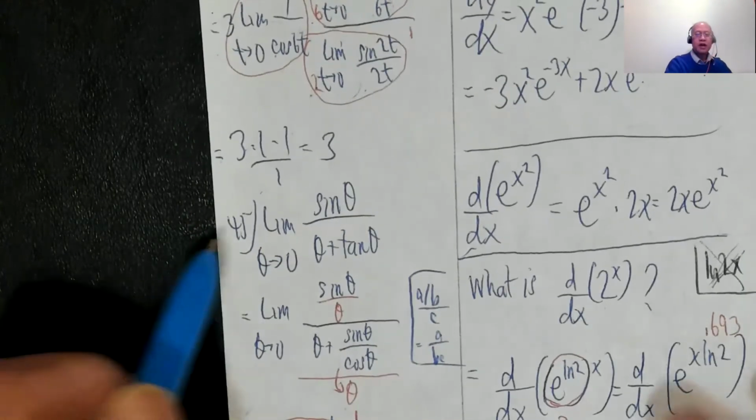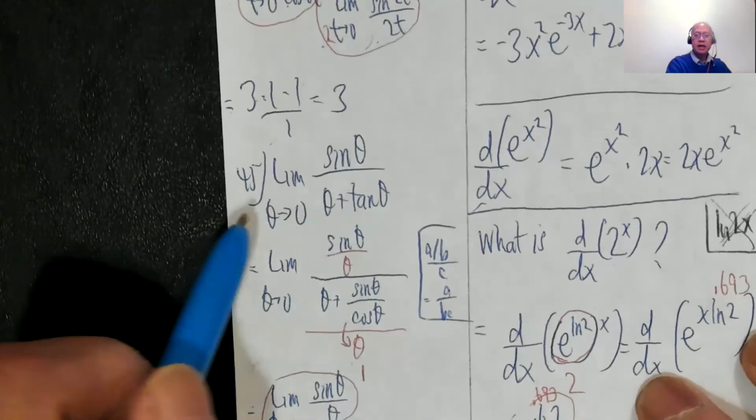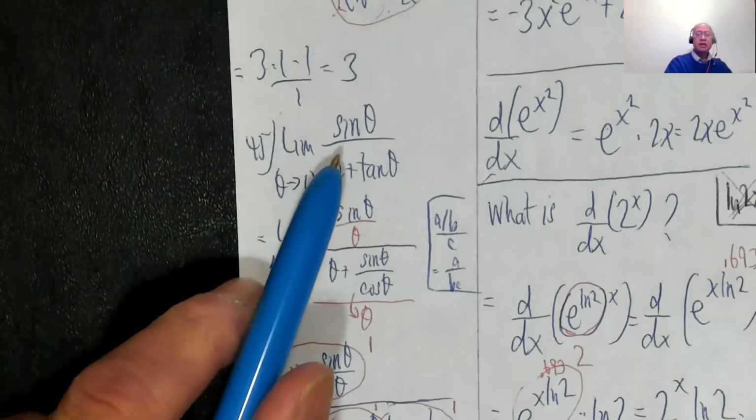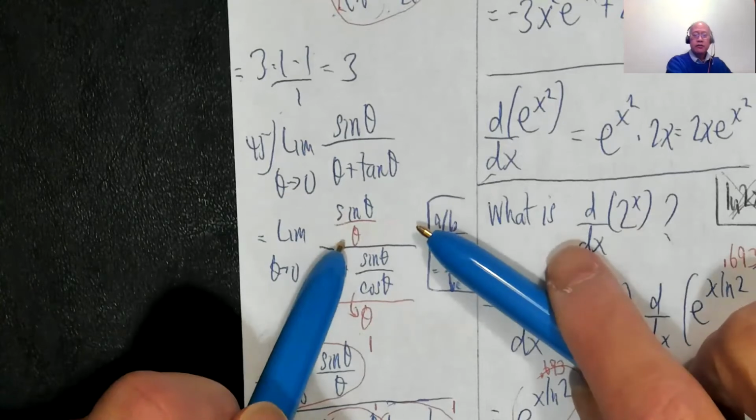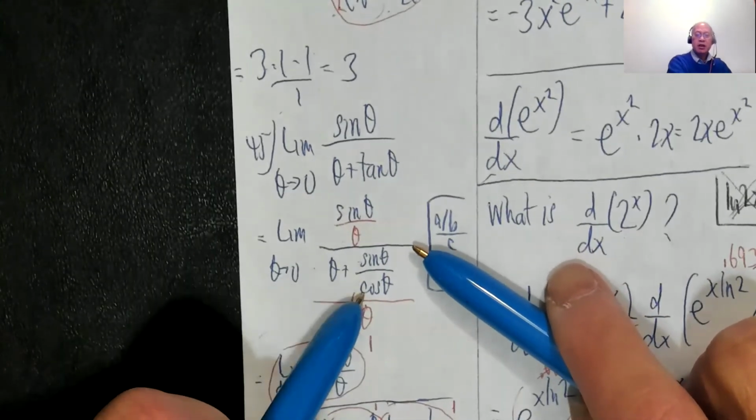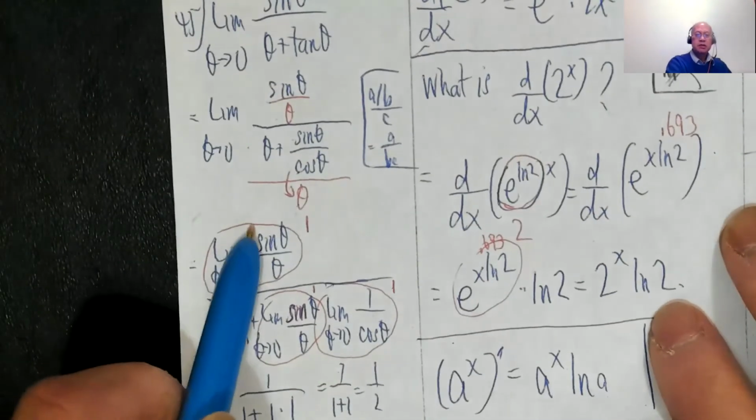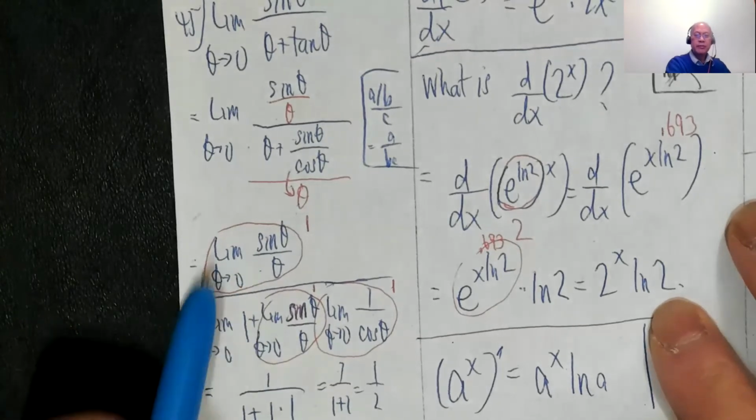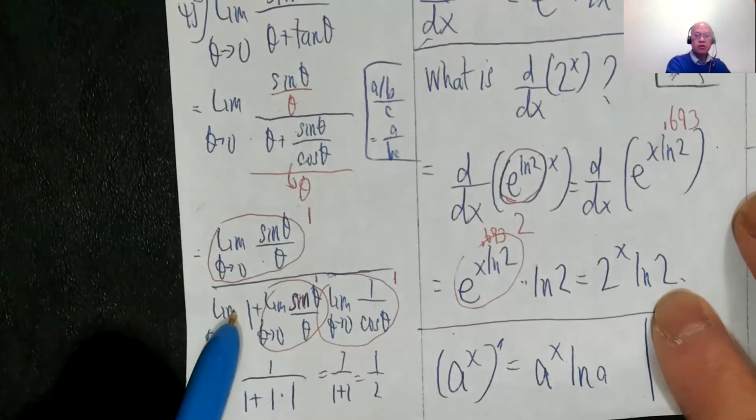Okay. And then 45, limit as theta approaches 0 of sine of theta over theta plus tan theta. Okay, I divide top and bottom by theta. So sine theta over theta. And this is theta plus sine theta over cosine theta, that's tan theta, divided by theta. So that's going to be limit as theta approaches 0 of sine theta over theta. I know that's going to be 1. Over limit as theta approaches 0 of theta divided by theta is 1.